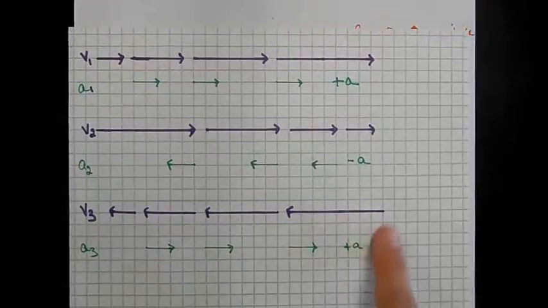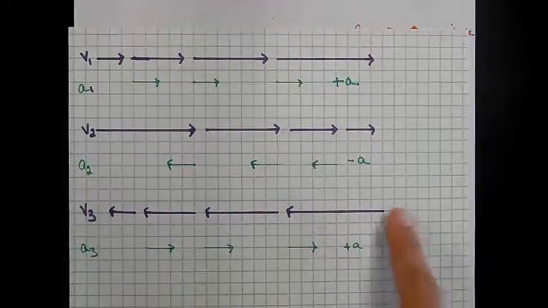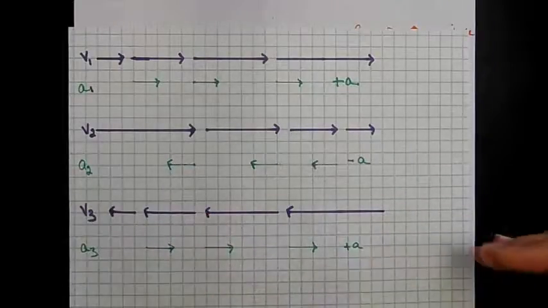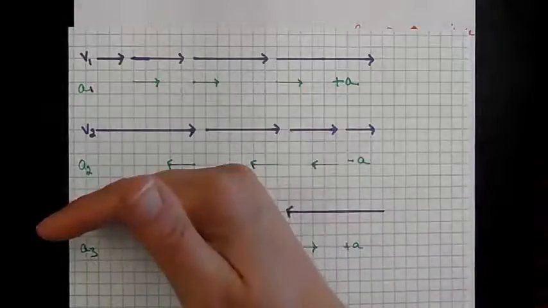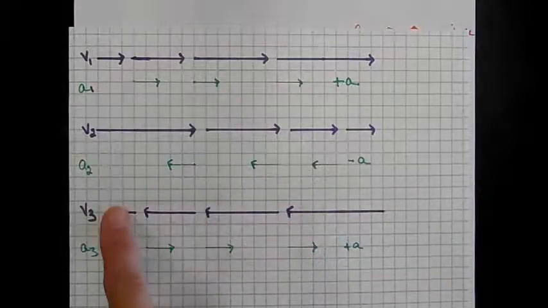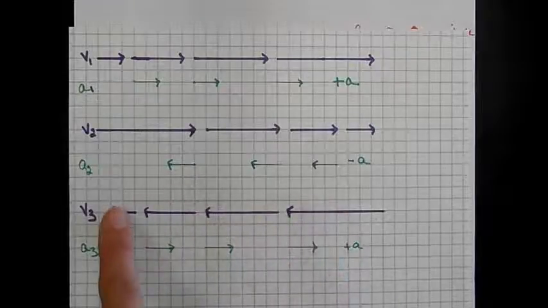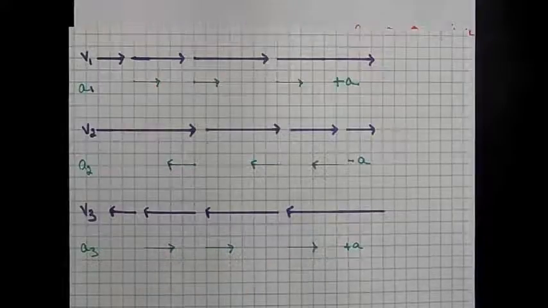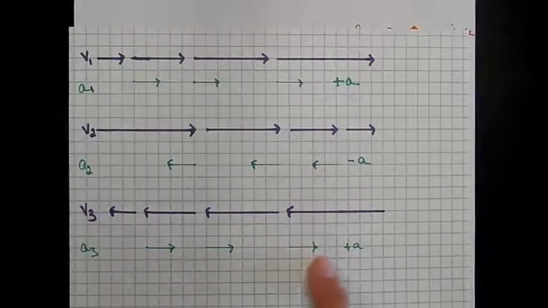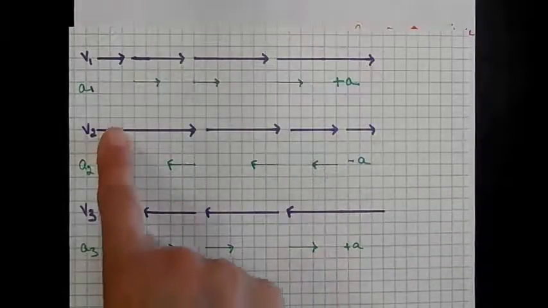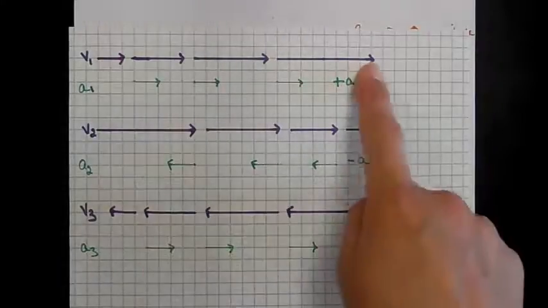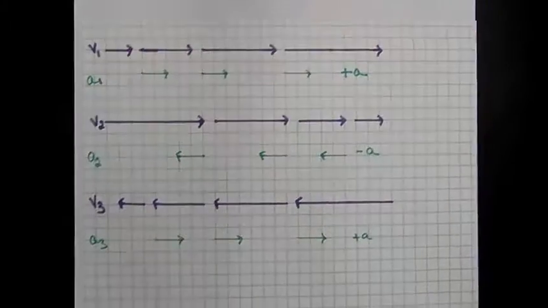So this velocity 3, we're going to start somewhere, and we're going to go in the negative direction. So we're moving to the left, in this negative direction, but we're slowing down, so our velocity vectors are getting smaller, which means that our acceleration vectors have to be going in the opposite direction. So when we're slowing down, the acceleration is in the opposite direction of the motion. Here we're speeding up, so our acceleration is in the same direction.